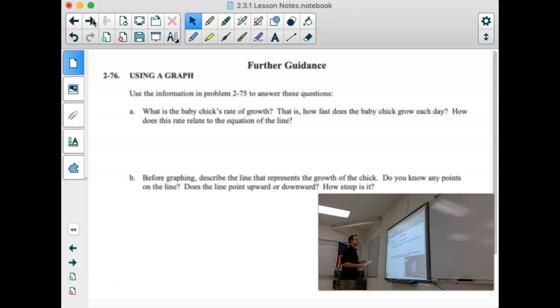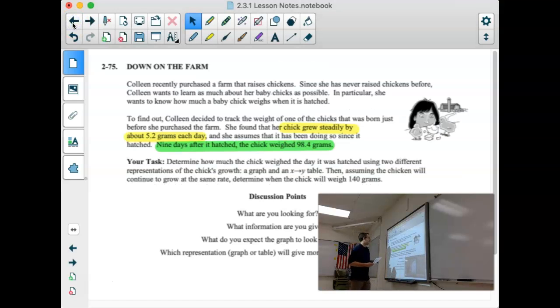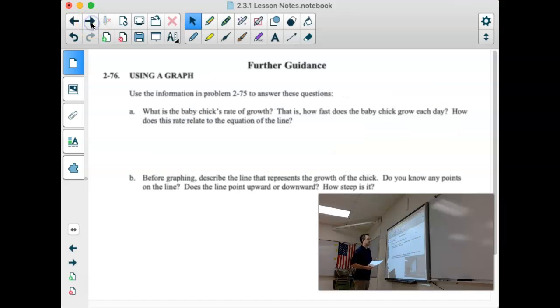How does this rate relate to the equation of a line? So if we go back to 75 in those directions, all the way at the top here in yellow, the chick grew steadily by 5.2 grams every single day. So that tells me that that is our rate of growth.